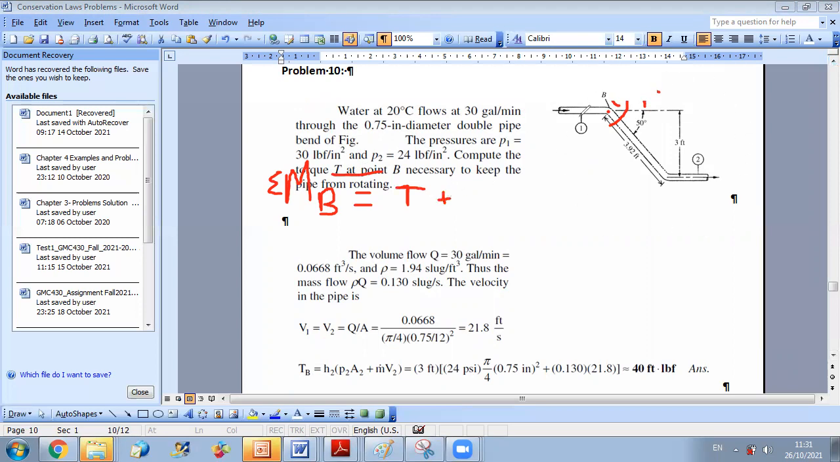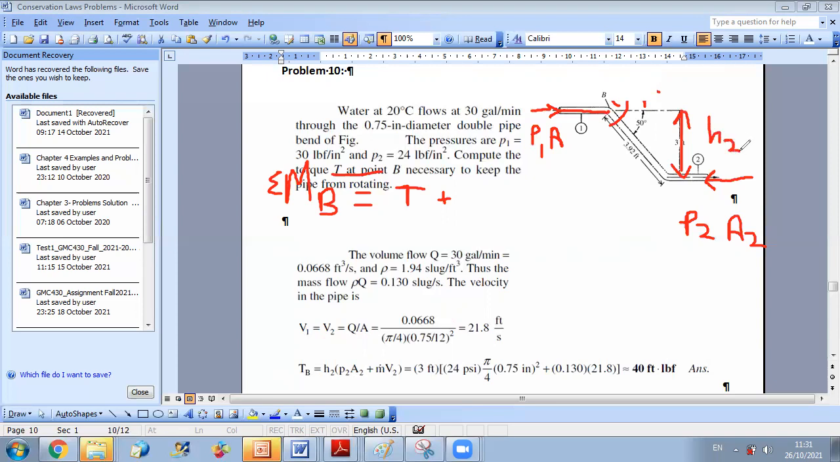What are the external forces acting on my system? I have, as we said, P1 times area. This is the pressure force at the inlet. But this force is passing by B, so it cannot produce any moment about B. The second force is the pressure force, which is P2 A2. What is the moment of this pressure force? All I have to do is to multiply by this distance, H2.